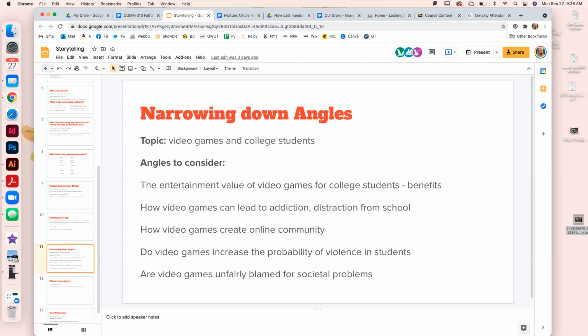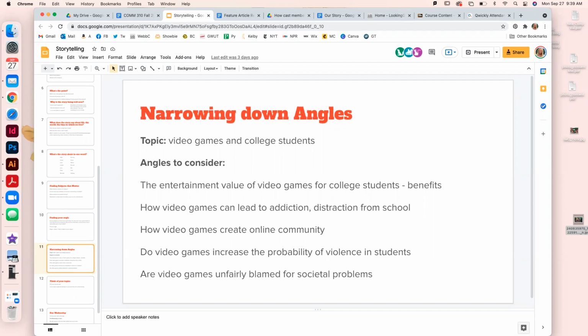So anyway, the benefits of it. Another topic you could look at is that video games can lead to addiction and distraction from school. How this happens, examples of this, what experts say. Maybe somebody had to drop out of school because they became too addicted to video games.